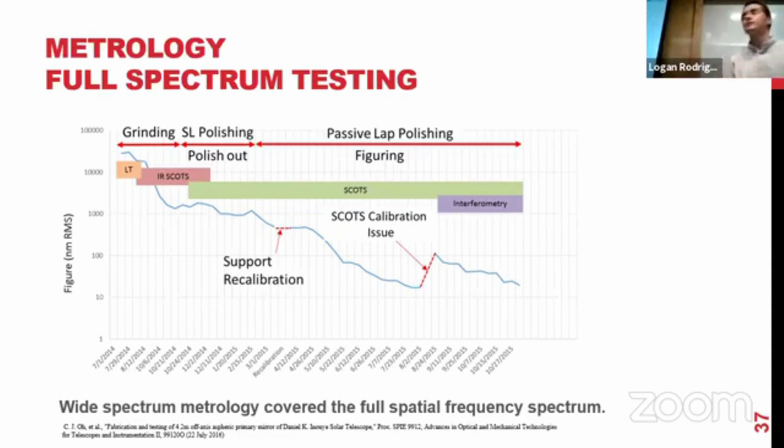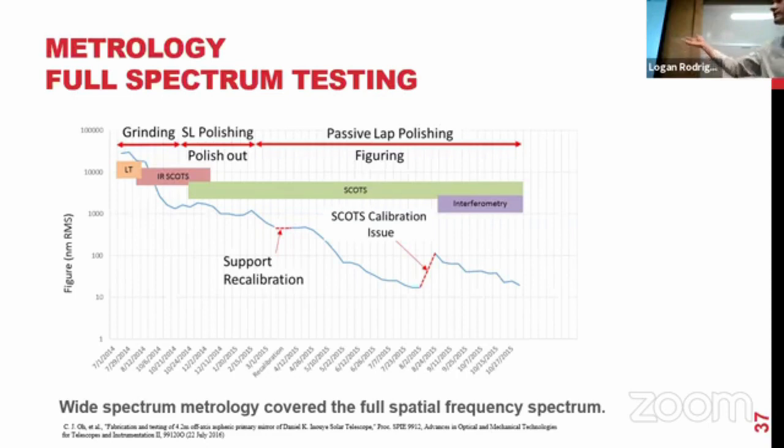We then switch over to something referred to as SCOTS. That's an acronym, I didn't write it down. It's for Software Configurable Optical Test System. It's simply visible deflectometry. And you can see that's used for a very extended period of time. It brings the surface shape from roughly 1 micron RMS of surface error down to approximately 20 nanometers RMS surface error. So that final ideal surface shape. And again, we finish it off with interferometry. It's the gold standard. We're going to use it no matter what.